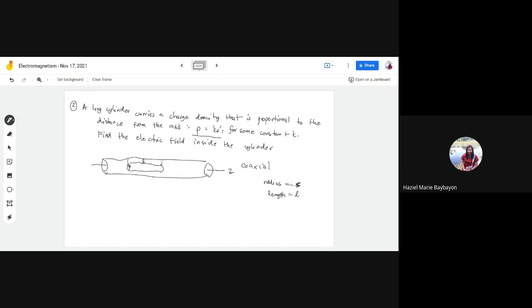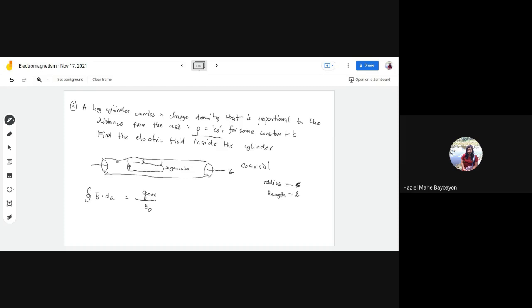Okay. So we then apply Gauss' law, which states that the integral of E dot dA is equal to Q enclosed over epsilon naught. Again, we are not given the total charge of the cylinder, but we are given the volume charge density of this long cylinder. Take note that this is your Gaussian surface, the Gaussian cylindrical surface.